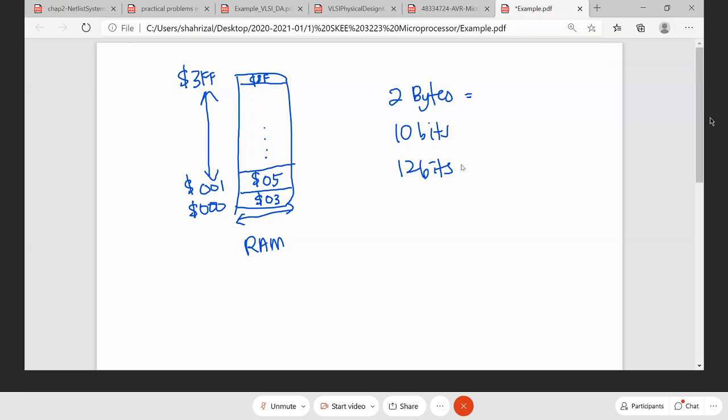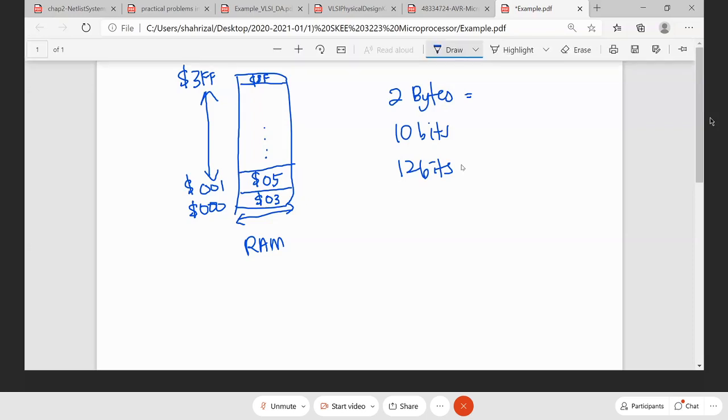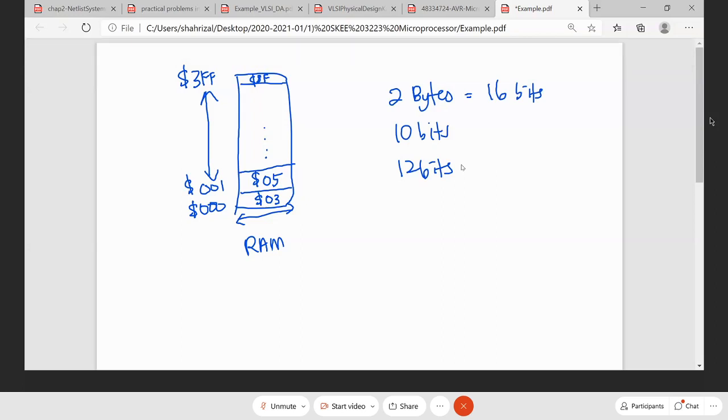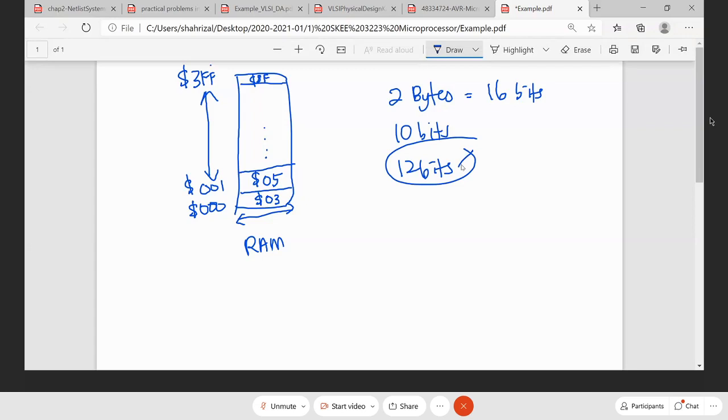Any other answers? For this one, he says 2 bytes, meaning it has 16 bits, right? Correct or not? Yes, one byte is 8 bits. But the answer for this question is 12 bits. It's simply 4 bits here, 4, 4, 4. Understand? Simple as that. So how do we do that? F is 4 bits, 4 bits, and 4 bits.